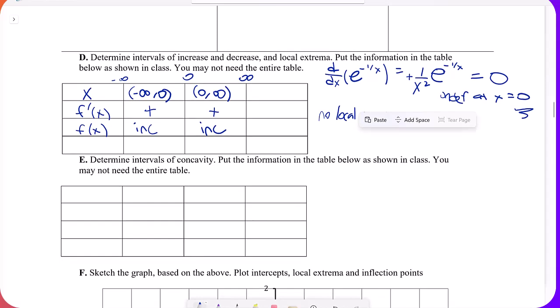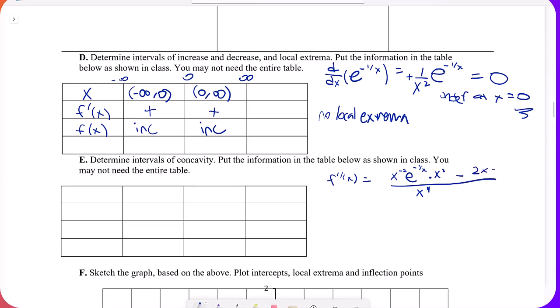Now let's find the second derivative. Let's go ahead and use the quotient rule. F prime is just what we had earlier, which is x to the minus 2 e to the minus 1 over x, times g, which is x squared. G prime is 2x times f, which is e to the minus 1 over x.